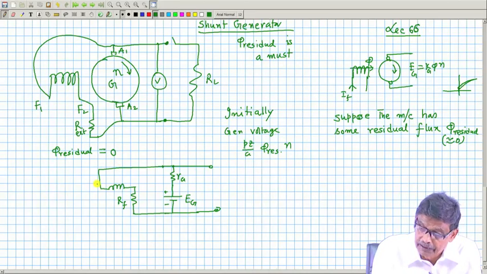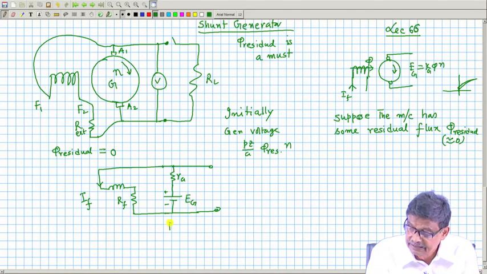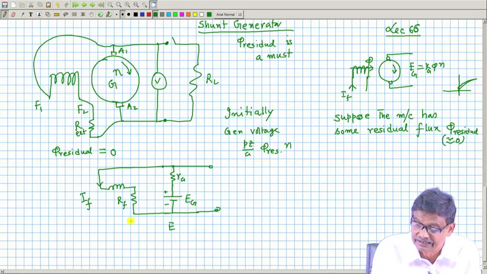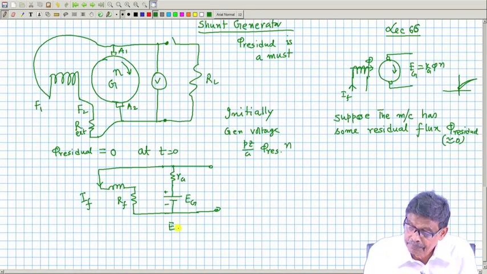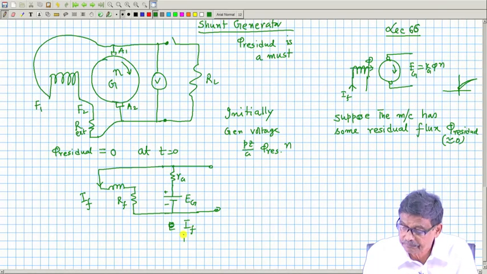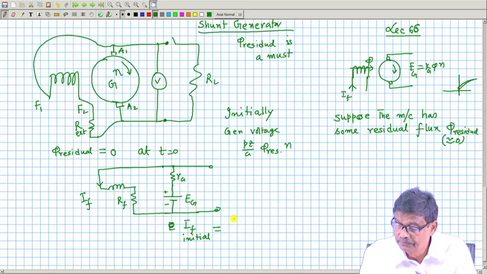So, I would expect then a field current at the initial stage, at t equal to 0. Okay. I have started driving the machine at n RPMs. It will be I f initial will be equal to this E g residual, because of residual field, divided by R a plus R f.